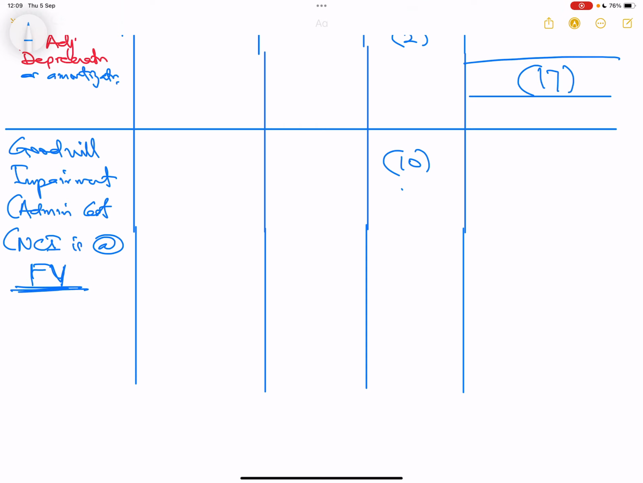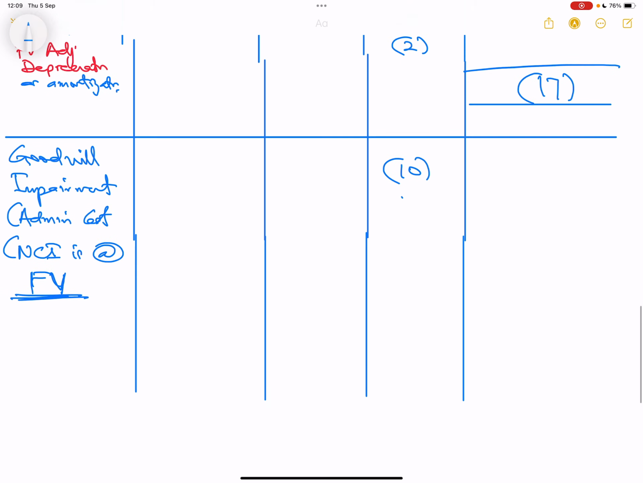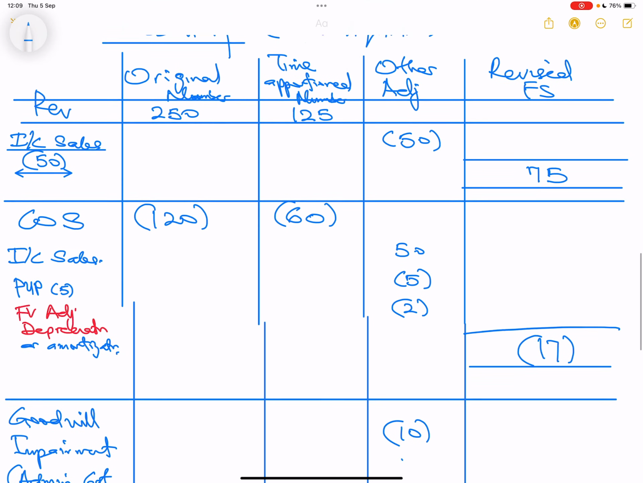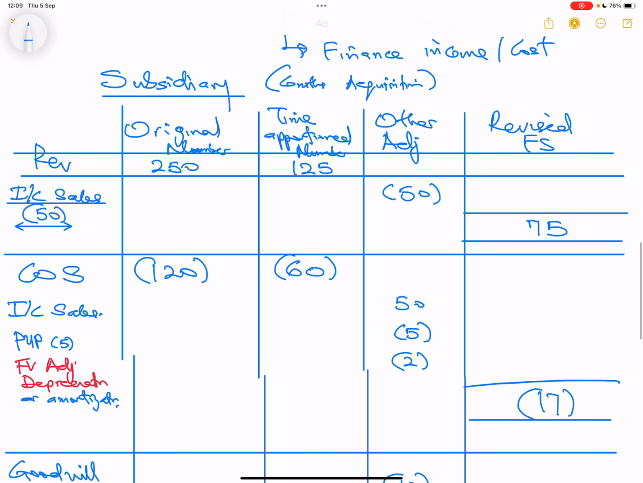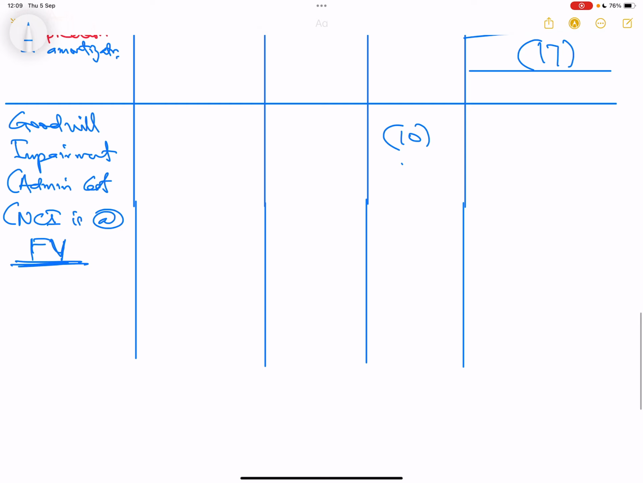So for this one, the assumption is that NCI is measured at fair value, so we're going to put it here. If it is at proportion of net asset, nothing will be done here. This will be 0. That will mean that when we are preparing the adjusted P&L for the parent, that is when we're going to have the goodwill impairment. But for this one, we're going to have it here. And I hope that is clear. Okay, so by the time you do that, you have your goodwill impairment. Or if it's admin cost you are adding it to, you're going to have adjusted admin cost.